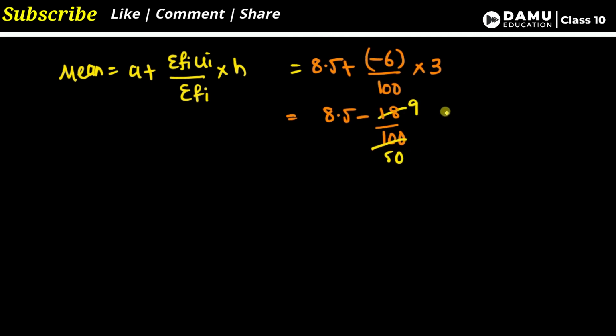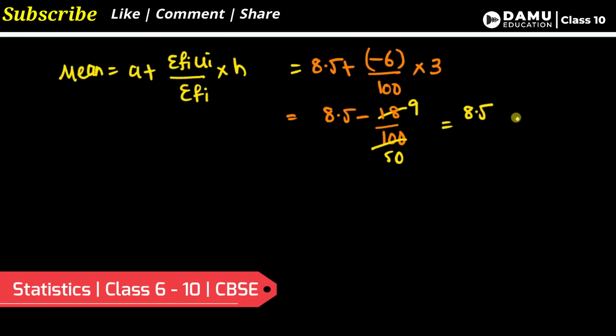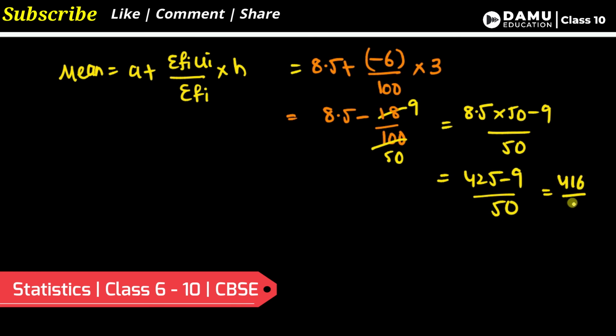So what is this? 50. Can you calculate it with 9 and 50? Not possible. So let's move on to this. So 8.5 into 50 minus 9 by 50. 8.5 into 50, what answer will we get? That is 425 minus 9 by 50. 425 minus 9, we will get 416 by 50.